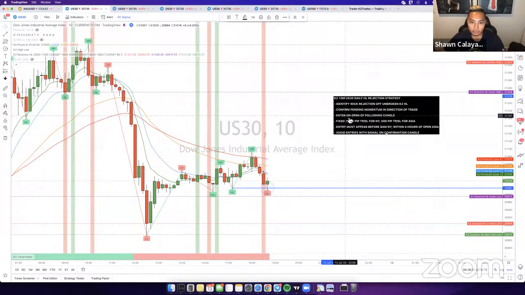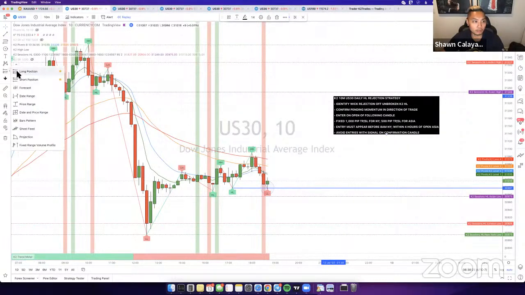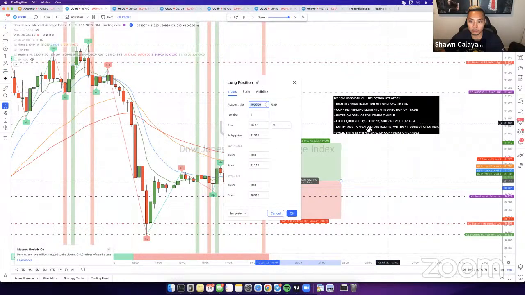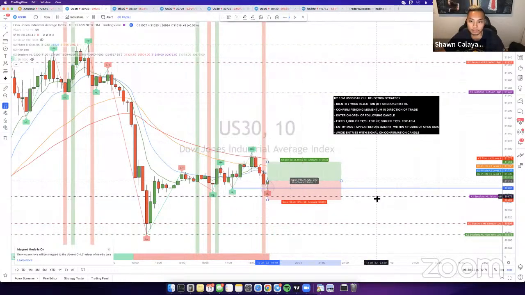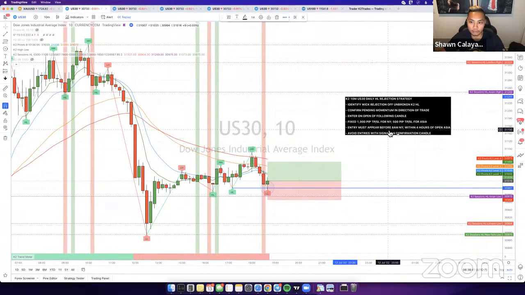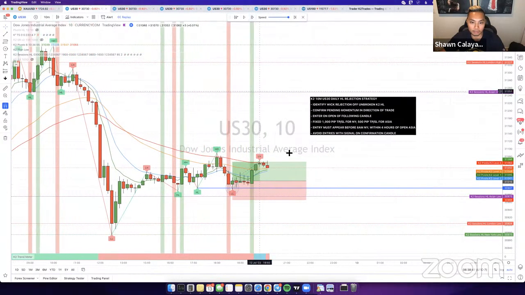Third requirement, enter on the open of the falling candle. I enter a long position right there. For New York session, going for 1,000 pips, Asia session, 500 pips. This is Asia session last night, going for 500 pips there. Basically, during Asia, it has to come within the first 4 hours or during New York before 8 o'clock. So with that said, everything's met. I let this run and there you go, full TP.